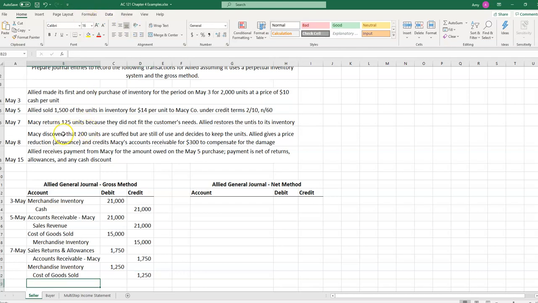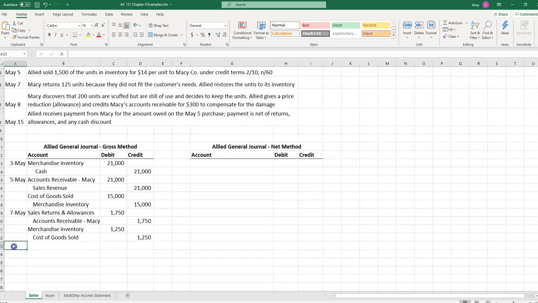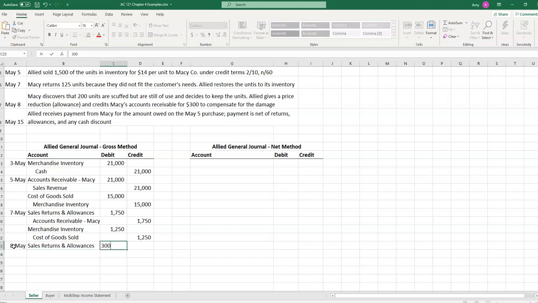On May 8th, they discover that 200 units are damaged but are still of use, so they decide to keep the units. They've asked us to credit their account for the defective products, so we agree to give them a credit for $300 to compensate for that damage. So that would be a sales allowance, which also goes in that sales returns and allowances. And we would reduce their accounts receivable by $300.